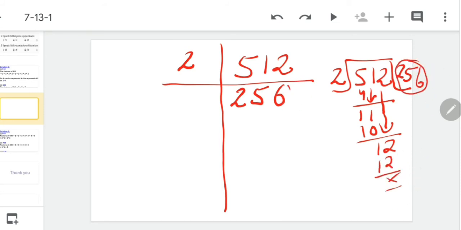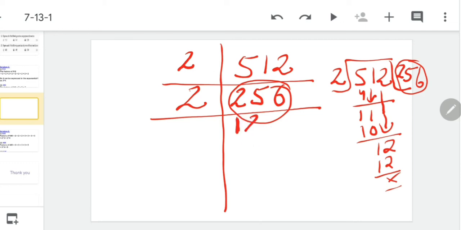Right? 256. Okay. Now again 256 can be divided by 2. So we will do the same with 2. So it is 1, 2 twos are 4. So 1 will be the remainder from 5. So 1 and 6 will become 16. So 2 into 8 will be 16.